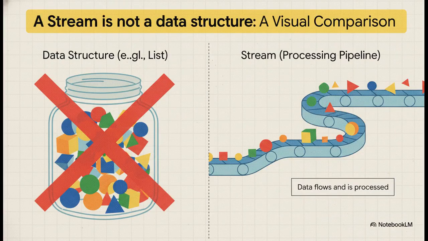And rule number 3 just clears up a really common point of confusion. A stream is not a data structure. It's not like a list or an array. It doesn't hold on to your data. Think of it more as a view that carries values from a source through that processing pipeline we talked about.